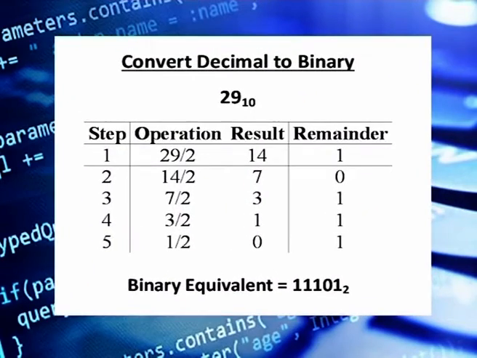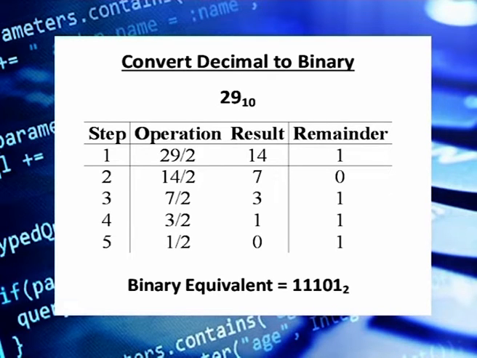Look at the figure to understand it. In it, we are converting the decimal number 29 into a binary number. Here, in step 1, we divide 29 by 2, getting the result 14, which is nothing but quotient, and remainder is 1. Then we divide the result obtained in step 1 again by 2, getting 7 as the new result and 0 as the remainder.